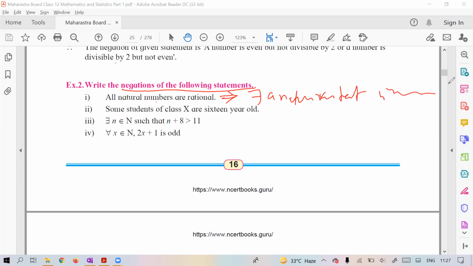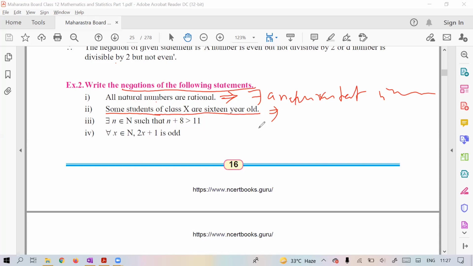You can write like this. There exists means some. You can also write, some natural numbers are not rational. Similarly, some students of class 10th are 16 years old. So tell me their negation. All students of class 10 are not 16 years old.